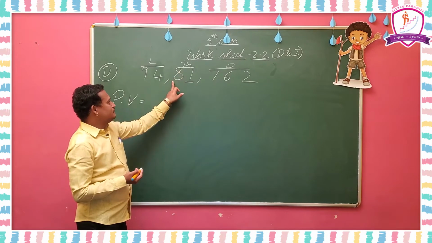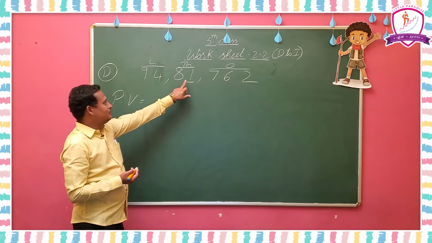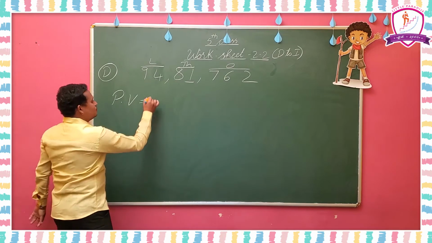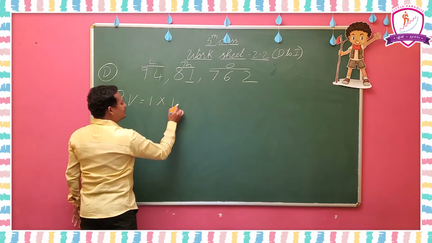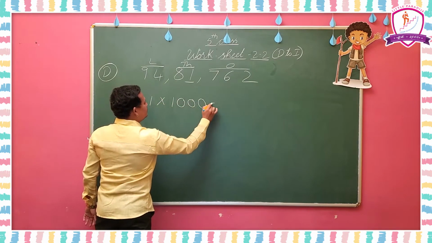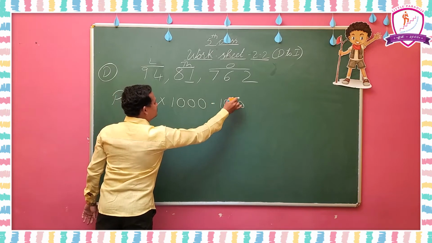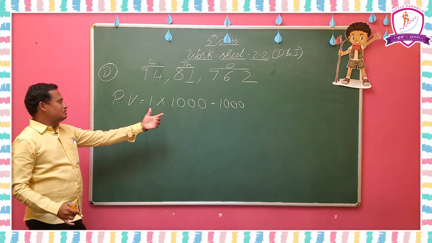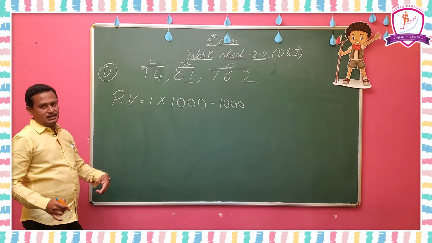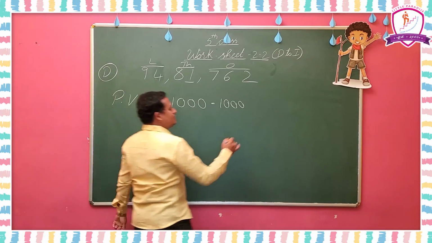Here in the thousands period there are 1000 and 10,000. Here 1 is in the 1000s place, so 1 must be multiplied by 1000. Then we will get 1000 as the answer. So 1000 is the place value of 1 in this given number, and the face value means FV.